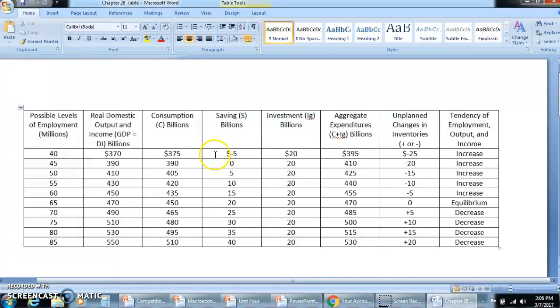You just keep working your way back and forth until you get to a place where there are no unplanned changes in inventories. When you look at that, you can see that at $470 billion in GDP, we also have $470 billion of aggregate expenditures in the economy. So basically everything that's being produced is being consumed, and the economy is essentially at equilibrium.